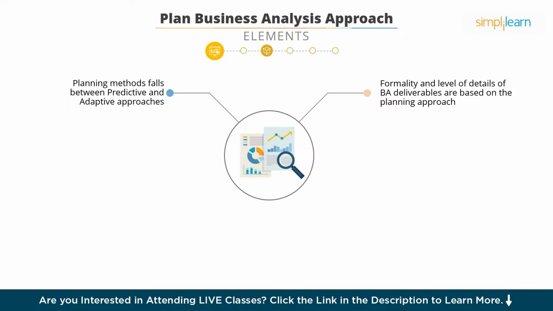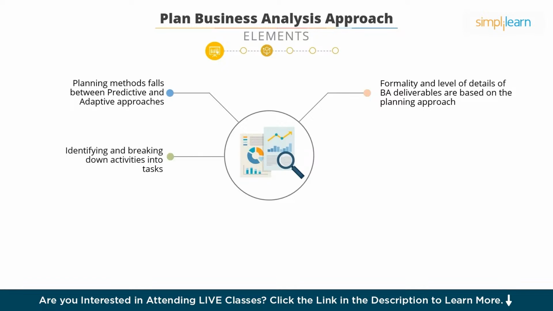In adaptive approach, BA deliverables are informal and at a high level. They are progressively elaborated as work progresses, and most of the elaboration is done just in time through conversation with the team. BA deliverables are barely sufficient such that the implementation team can start developing or constructing the solution.